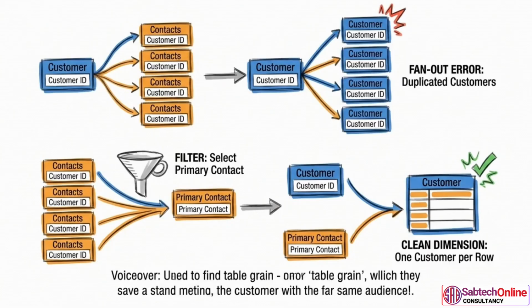When merging tables, watch the grain. Merging 4 contacts into one customer ID causes the data to fan out, duplicating that customer into 4 identical rows. To fix this, filter the secondary table to a 1-to-1 grain before merging.